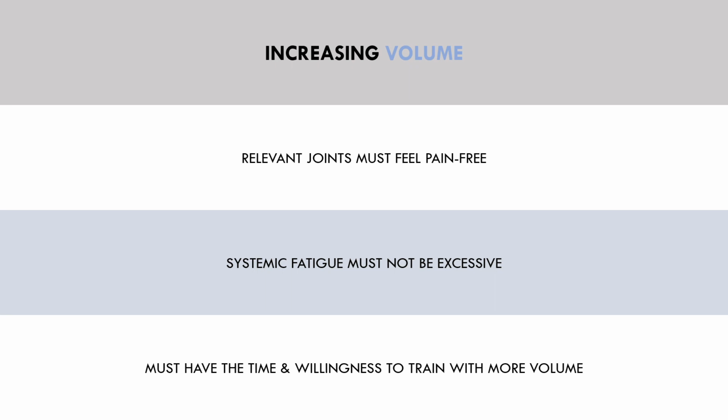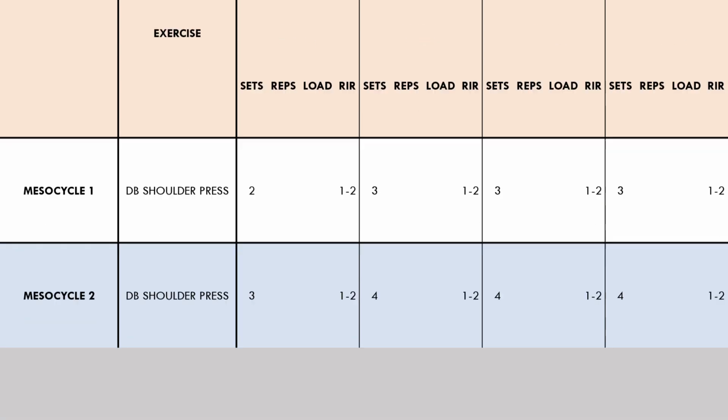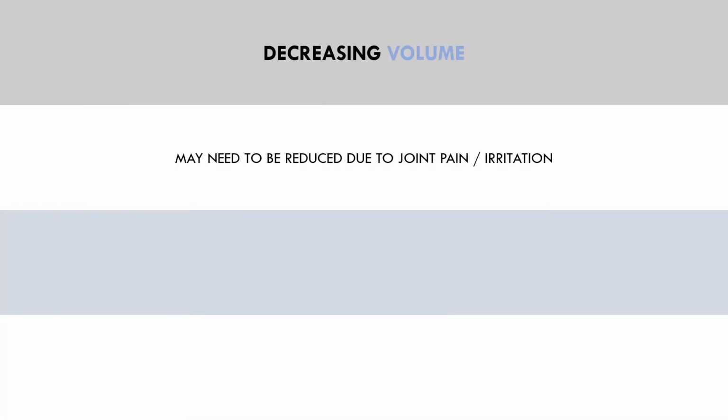For example, a trainee may want to see a faster rate of growth for their shoulders. So instead of performing 3 sets of dumbbell shoulder press twice per week, they may add an extra set to each day, taking their weekly volume from 6 to 8 direct sets. Furthermore, volume could be decreased for some muscle groups if they are experiencing issues. There are 3 primary reasons why volume may need to be reduced. First is due to joint pain or irritation.